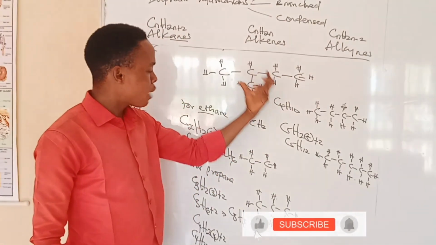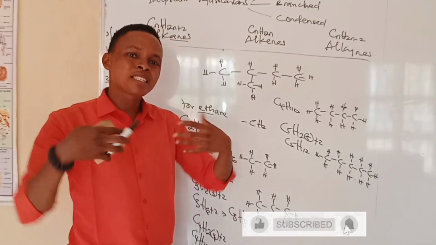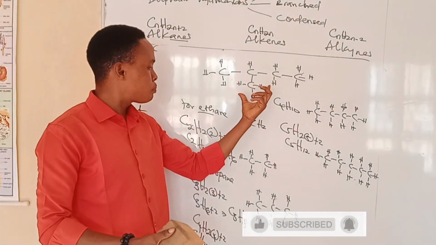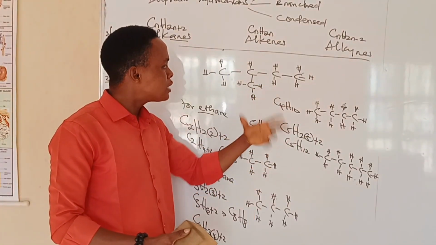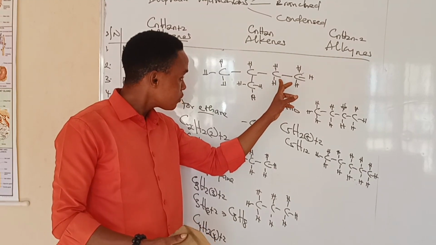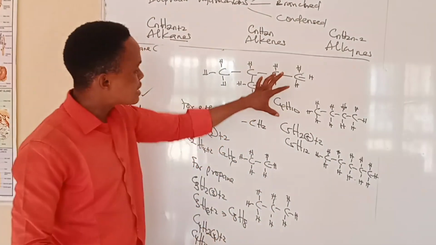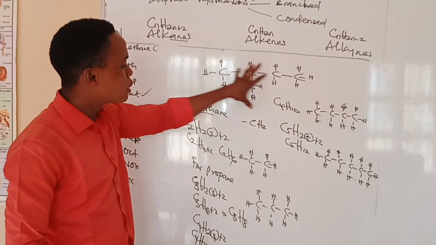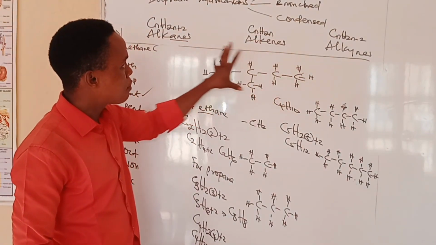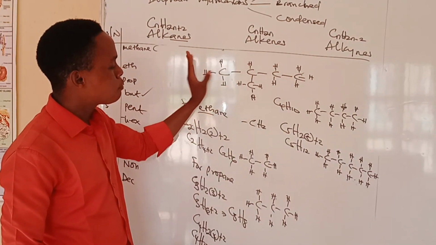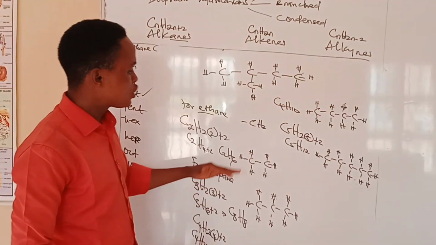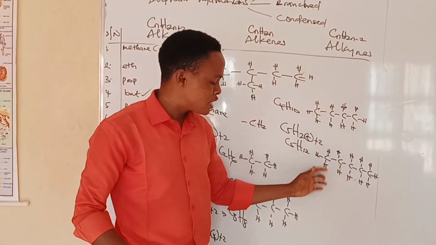So that is what we mean by branch. It is not necessary that you must branch the carbon atom and put it here. You can put it here. You can put it here as well. So this is what we mean by a branched hydrocarbon. Now the straight chain, like I said, this one you can see there's nothing here.